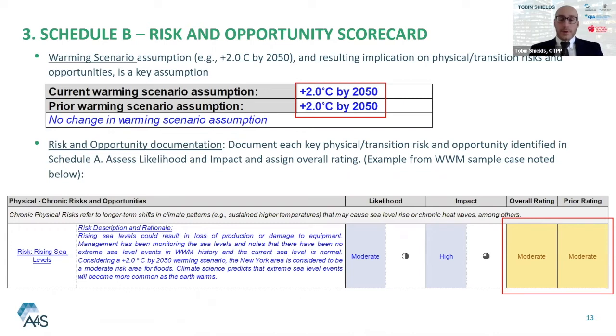In the case of wastewater management, this slide shows one example, the assessment of the risk of rising sea levels, which was assessed as moderate, and the related impact, which was assessed as high, with an overall risk assessment of moderate, which was unchanged from the previous assessment. This also includes documentation around the rationale for that conclusion. Next slide, please.